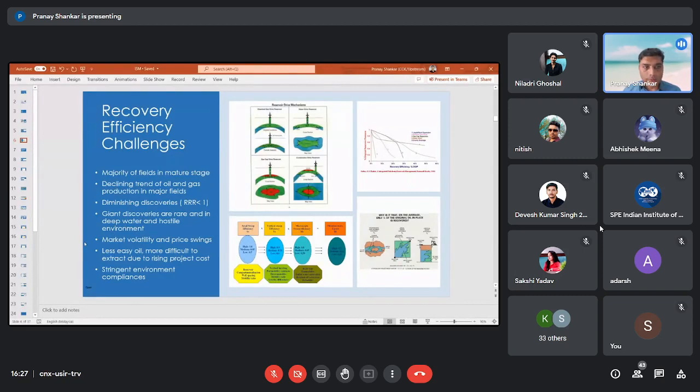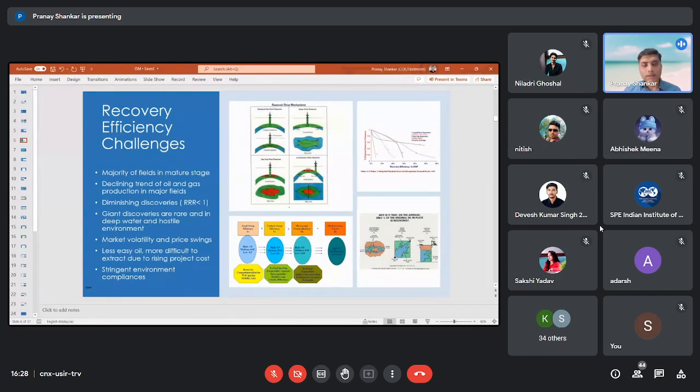And wherever we have the discoveries, they are either deep ocean, which requires heavy capital investment and the rates of return are very low, or very challenging reservoirs, which are difficult to produce. So that's why the industry is going through, I would say, a very volatile market scenario. We have less easy oil to develop and more difficult oil to extract due to rising project cost.